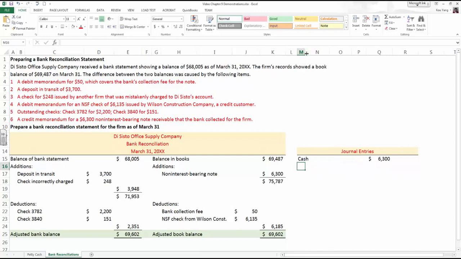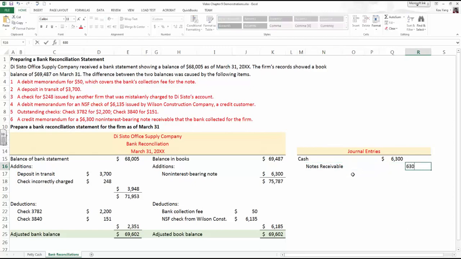let me just make this a little bigger here. Your offset will be to notes receivable. That notes receivable will be denoted as, let's see if they have it here. It didn't give us the name, so it was a credit memorandum for $6,300, but it didn't give us who the bank collected it from. So let's just say it was notes receivable for $6,300.